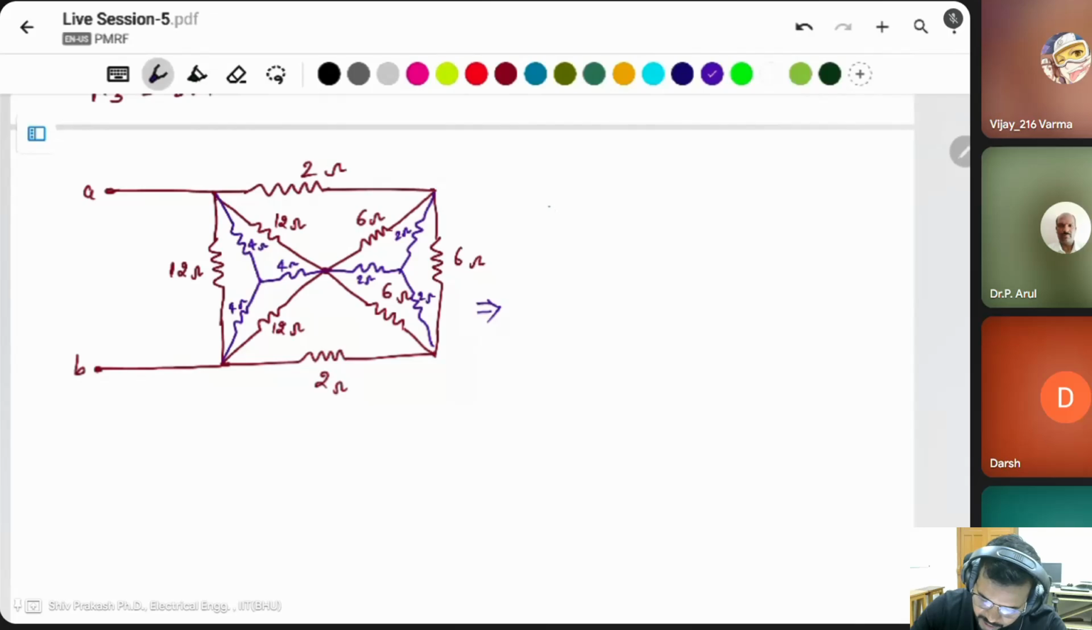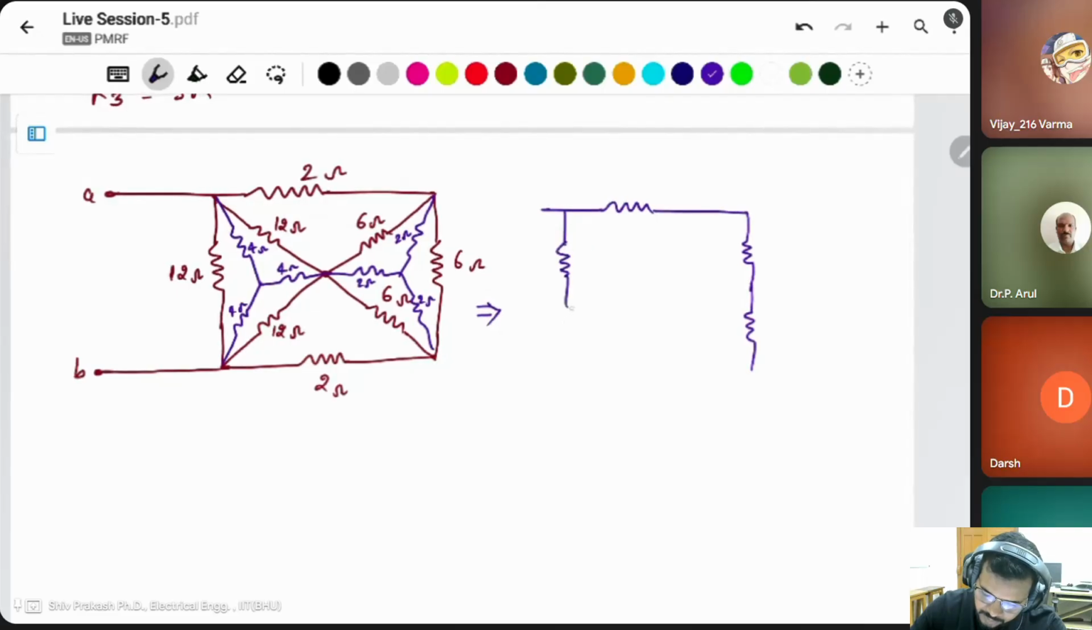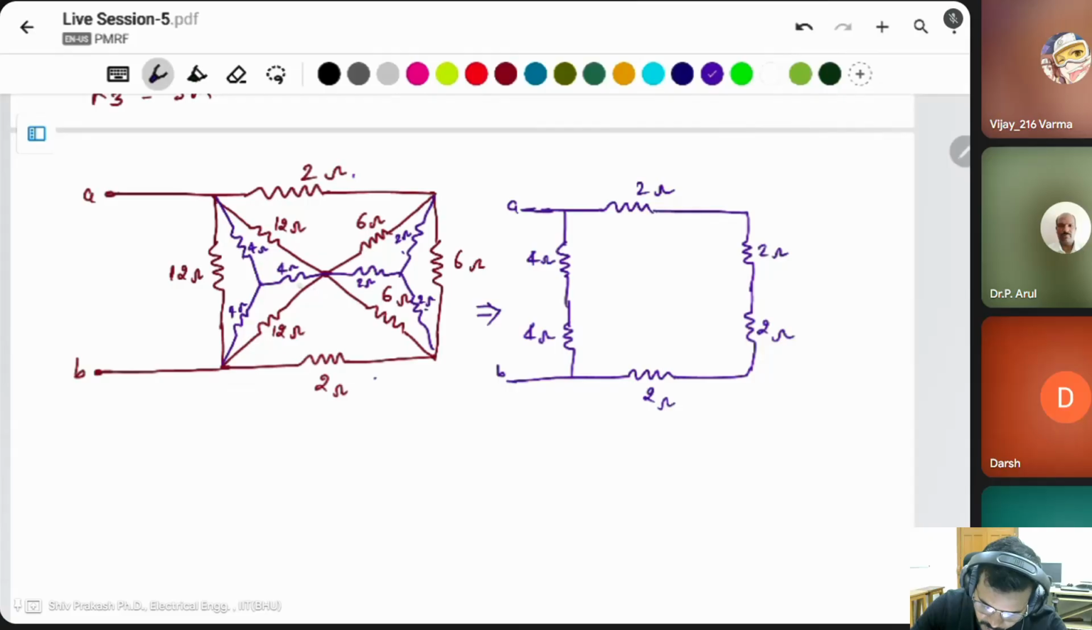I write it again simply. This looks like that: 2 ohm, this one 2 ohm. This 2 ohm, this 2 ohm, this 2 ohm remaining. This is 4 ohm, 4 ohm. This is the 4 ohm, and the middle one is 4 ohm into 2 and 2 ohm, 4 ohm.